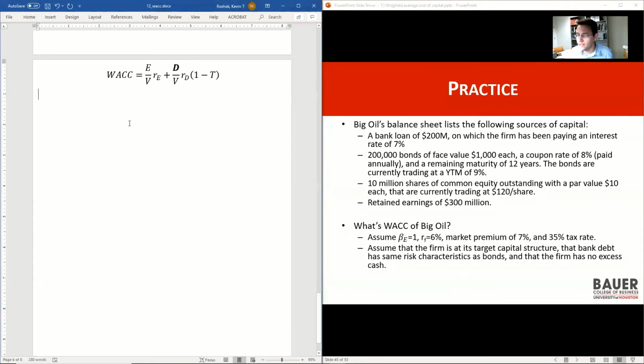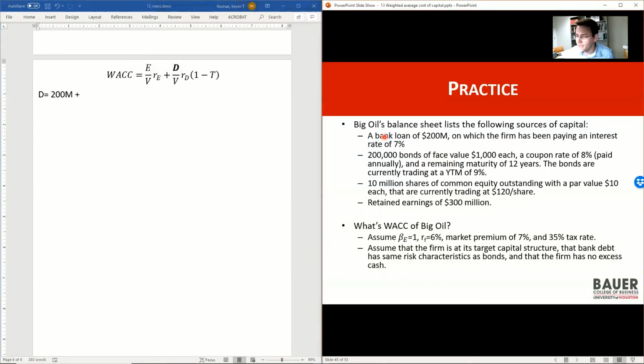So the bank loan, that's worth $200 million. So that's obviously part of debt. So debt is equal to 200. Now that's not the end of the day, however, because we also know that there are some bonds. So we've got a bank loan and then we've got other bonds that all shows up in the debt. So that's just one piece.